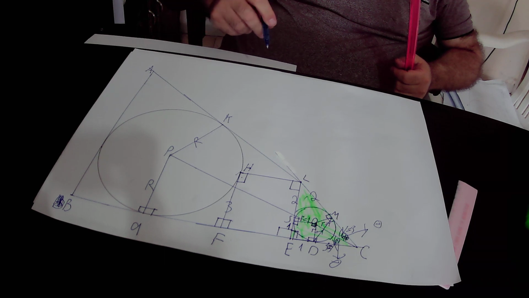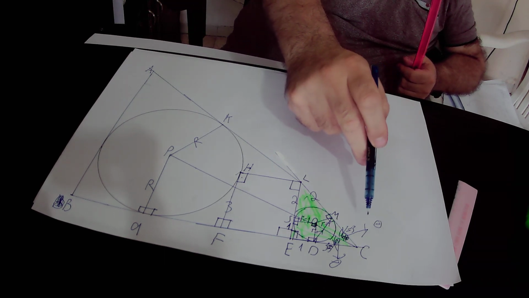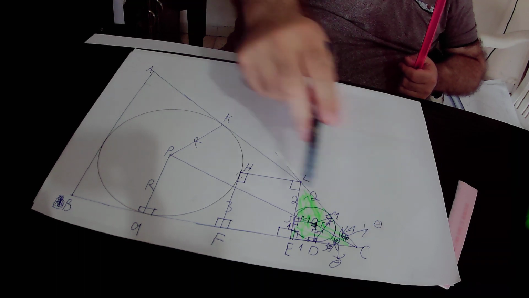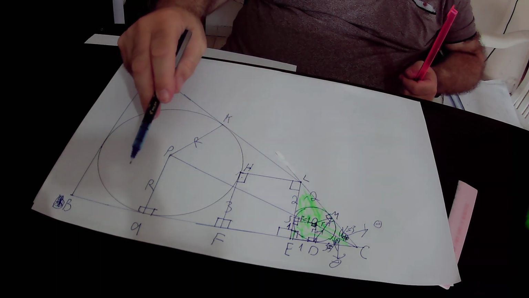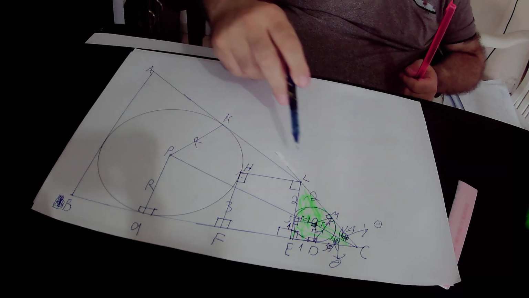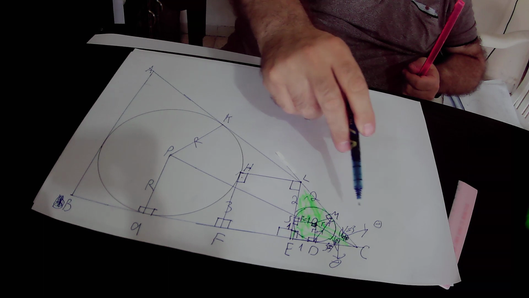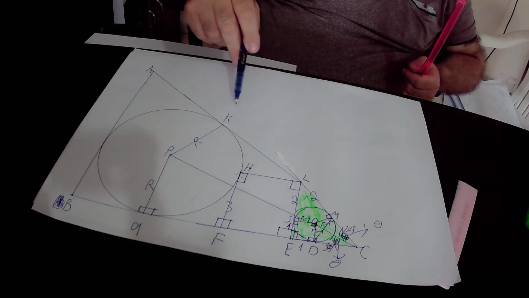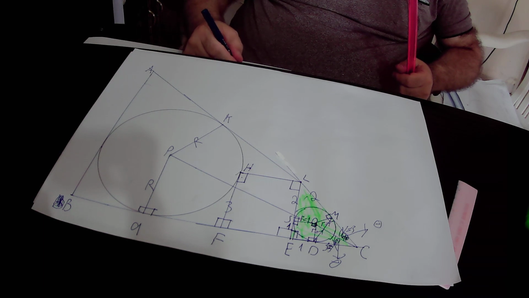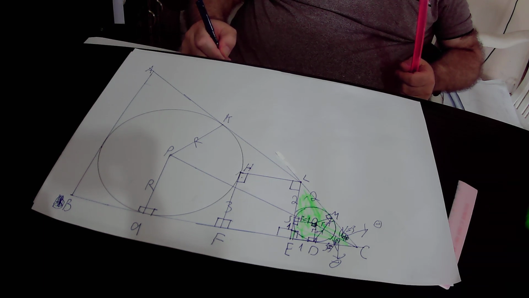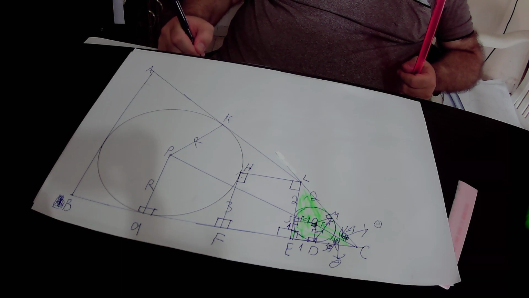In addition, if you focus on the common point C, from the common point C we have two tangents to the big circle, tangent CK and tangent CQ. And according to rule number 2, they are equal to each other. That is to say, CK equals CQ according to rule number 2.